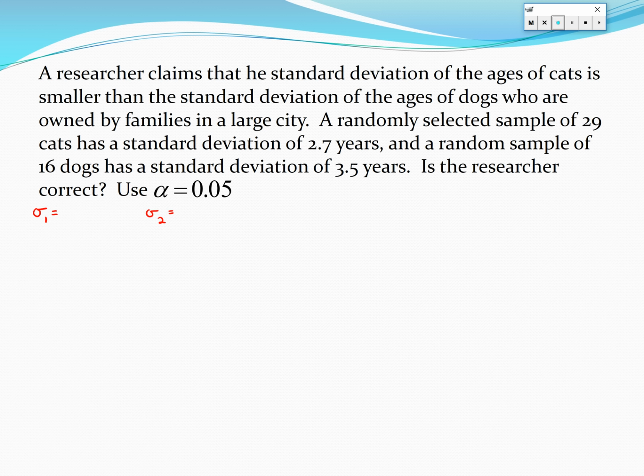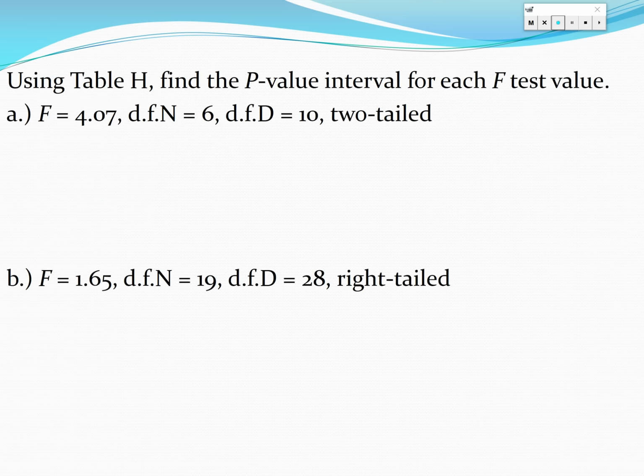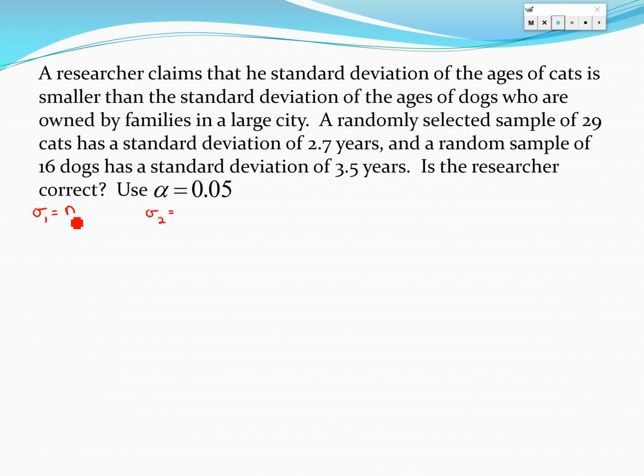Alright, so I'm going to label our first one. Which one has the larger one? Looks like dogs. And our smaller one is cats. And again, I'm just basing that purely off of which one has the larger standard deviation, which would in turn lead to the larger variance. Alright, so we have those labeled.